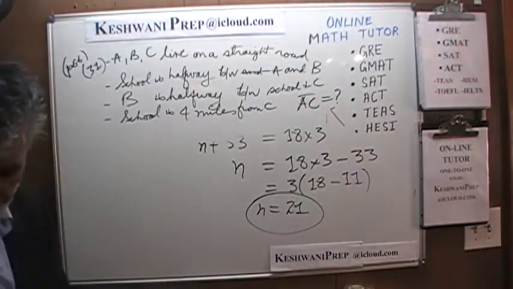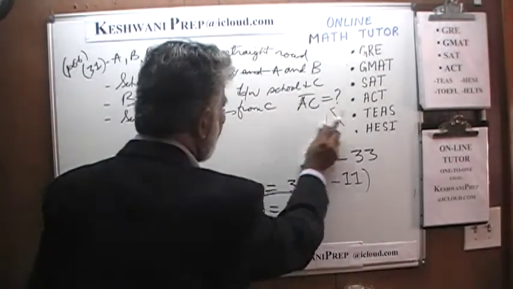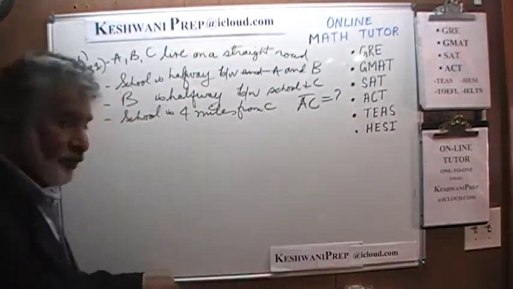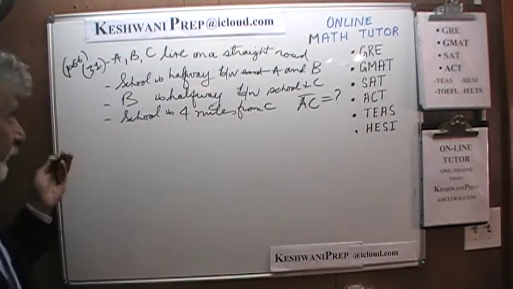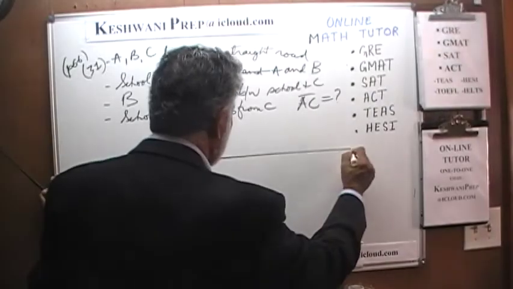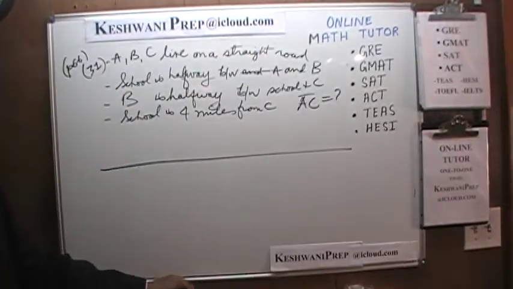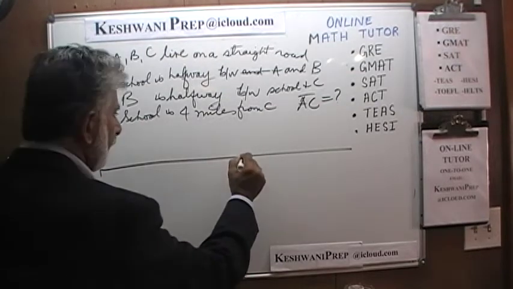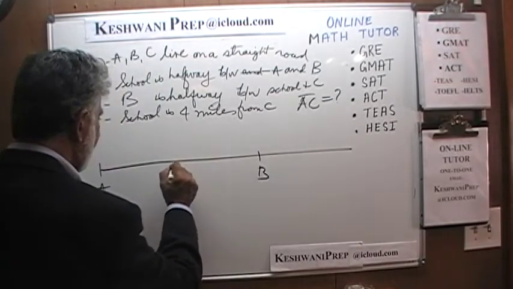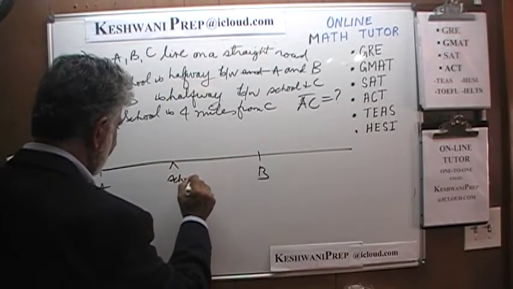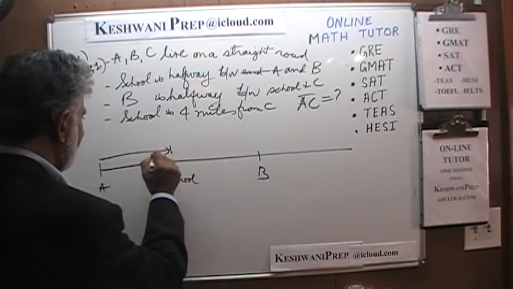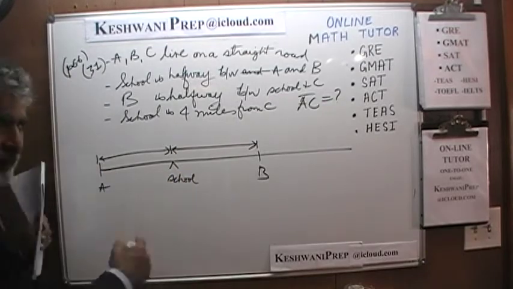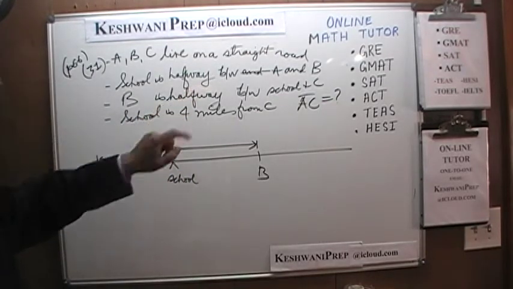How far is A to C? Let's see what we can do. Since they are on a straight road, we're going to draw a straight line and begin our work. The school, we are told, is halfway between A and B. So let's draw A and B. Here's A, here is B, and the school happens to be exactly halfway, which means this distance, whatever it is, is equal to this distance.